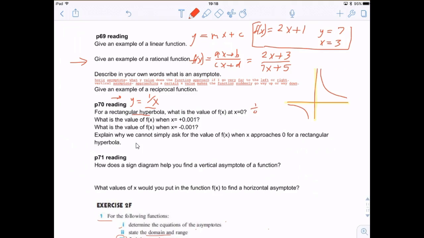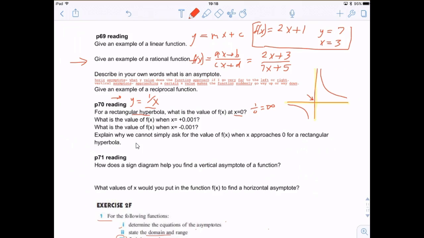1 over 0 is not 0. 1 over 0 is actually a huge number. If you divide 1 by a very small number, you're going to get a huge number, right? It turns out if you divide 1 by 0, you get an infinitely large number, which is infinity. So at x equals 0, f of x does not exist, actually. It's an asymptote. So at x equals 0, that's this point right here, the function doesn't have a value.